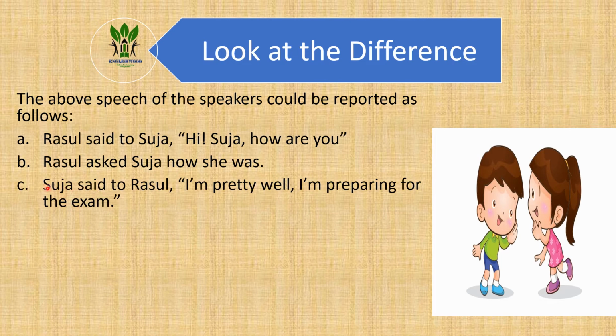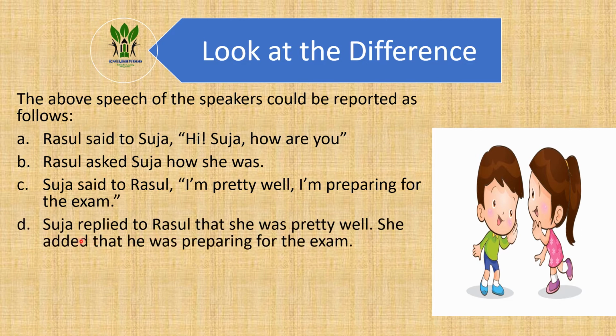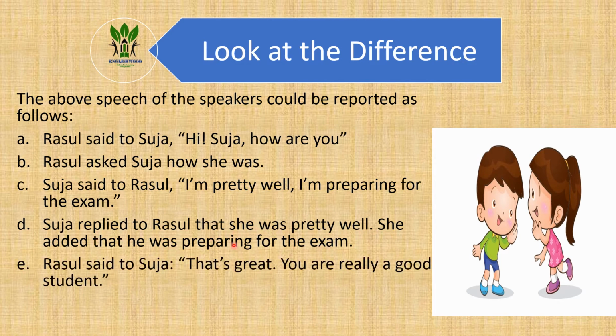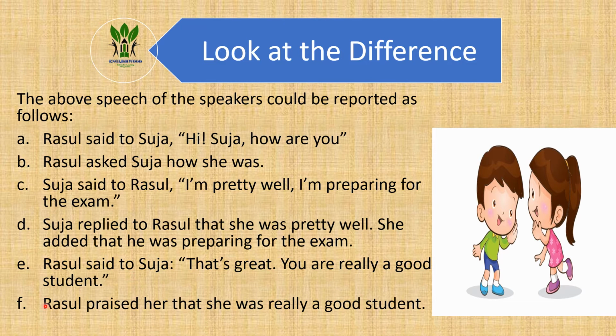Similarly, Suza said to Rasul, "I'm pretty well, I'm preparing for the exam." Now it can be reported: Suza replied to Rasul that she was pretty well, she added that she was preparing for the exam. And similarly, Rasul said to Suza, "That's great, you are really a good student." Then Rasul praised her that she was really a good student. In this way, you can see in each pair, the first one is direct speech. We can quote the actual words of the speaker as we said at the beginning, and the next one is indirect speech. We report what somebody said to someone else.